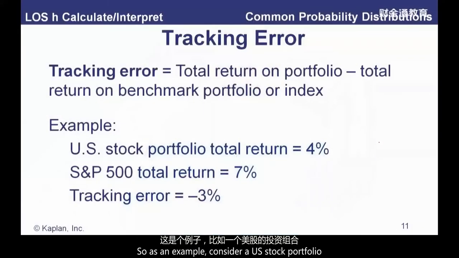So as an example, consider a U.S. stock portfolio that has a total return of 4%. If the benchmark portfolio, the S&P 500 total return index or portfolio, is 7%, then the tracking error is simply -3. We've underperformed the benchmark by 3%. And I'm not sure why that comes up in this order here, but it is a term that we will use. So tuck it away and we'll be back to it at some point.